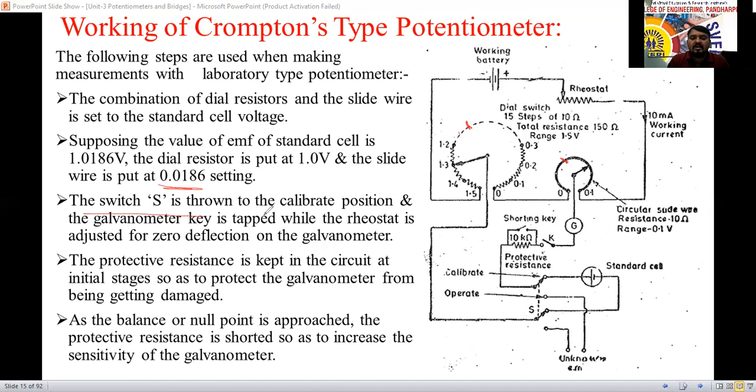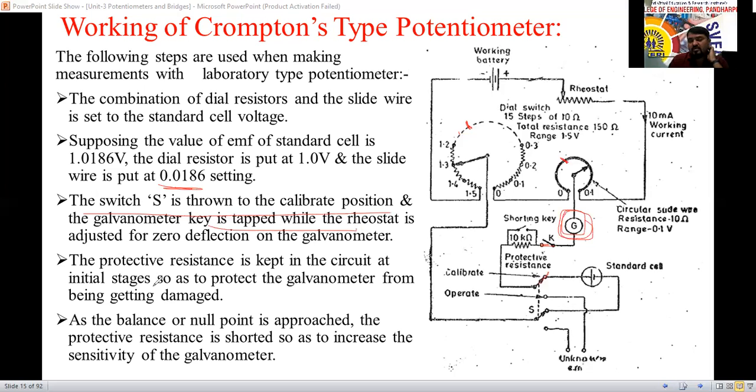The switch is thrown to the calibrate position. It is already connected to the calibrate position, and the galvanometer key is tapped here. Now the galvanometer switch is switched on, then tapped, and the rheostat is adjusted to zero deflection. By varying this rheostat, we have to set the galvanometer to null detection. We will start that.